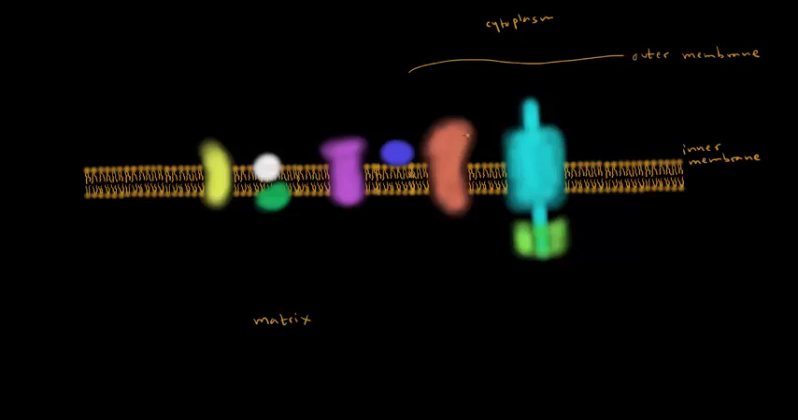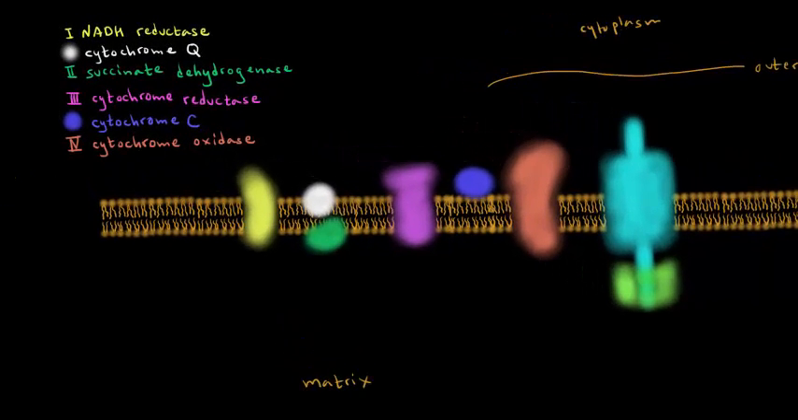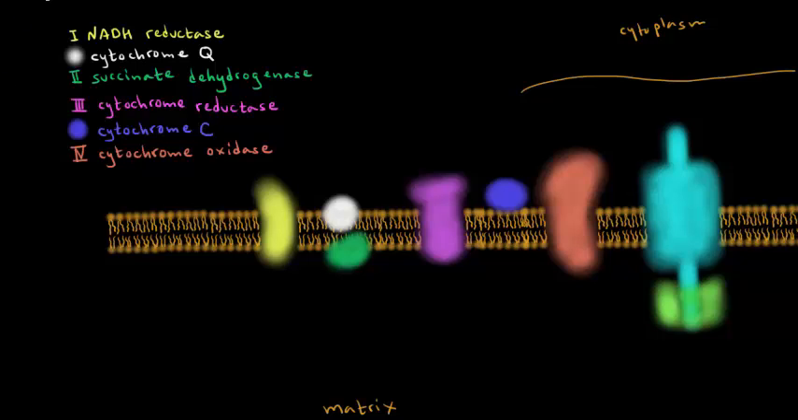So you can see the inner membrane is studded with a bunch of these enzymes, and these are the enzymes that are involved in the electron transport chain. And in case you want to know the names of these various enzymes, they're over here. Some of them are pretty long, so we're just going to refer to them by numbers. This one over here is going to be 1. That's NADH reductase. Then this white one, that's cytochrome Q. This green one is succinate dehydrogenase. Then we have number 3. I'm not going to mention the names. You can read them if you want. Then we have cytochrome C over here. And then there's number 4 right over here.